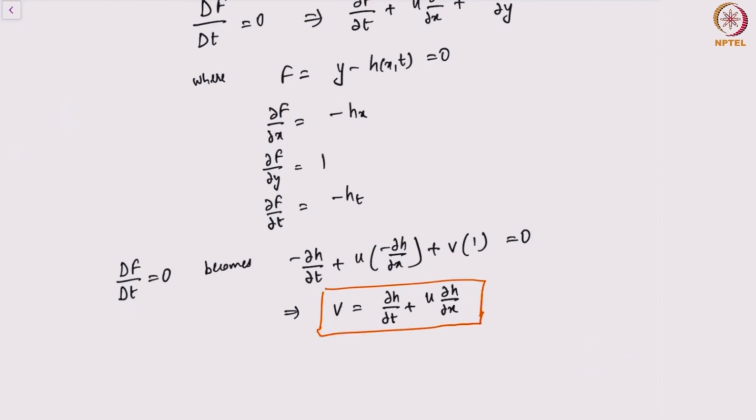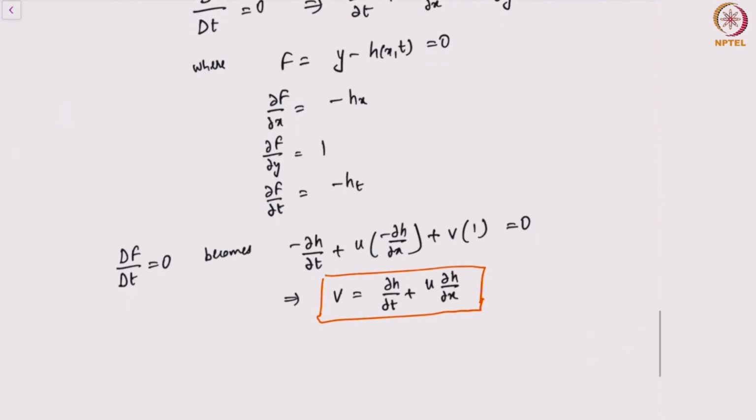But in 3D there are other ways to write it as well. I'll just do it in a minute. So what does it actually tell you is that the vertical velocity, that is V, is coupled to the local motion, the changes to H, as well as the convective changes, which is U del H by del X. Okay. There are also other ways to write it.